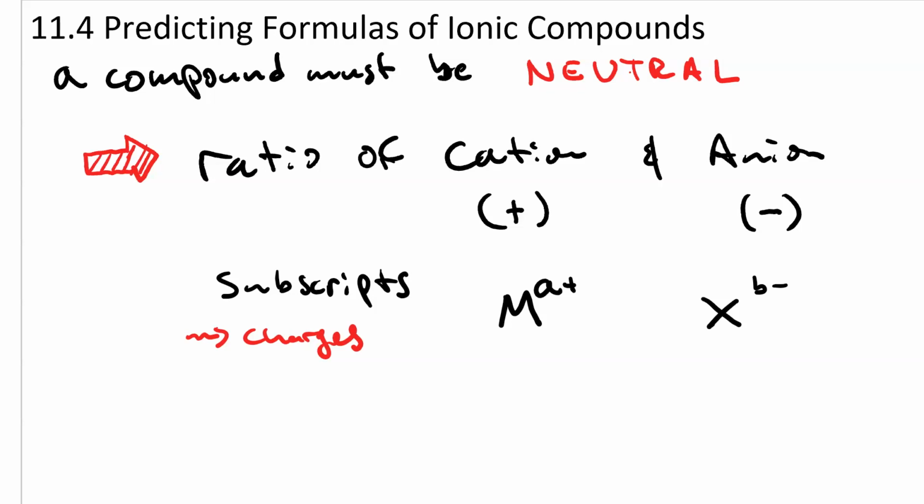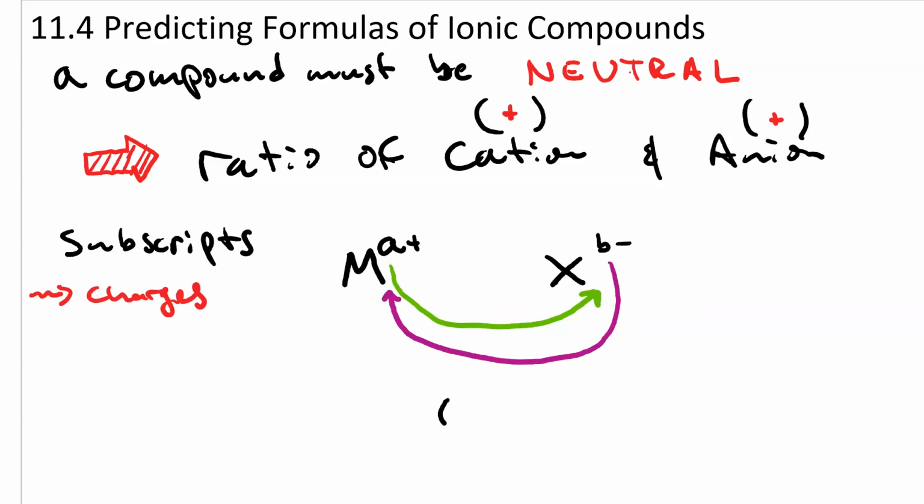One simple way to achieve this is to take the magnitude of the charge on the cation and use it as the subscript on the anion. By the same token, we take the magnitude of the charge on the anion and use it as the subscript on the cation. This would lead to a chemical formula MbXA, and then you need to divide A and B by the greatest common denominator to get the empirical formula. In other words, to make sure that this is the smallest whole number ratio.